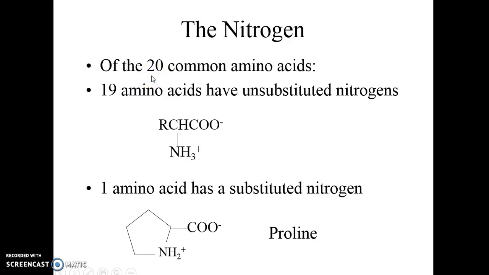Of the 20 common amino acids that we have, 19 of them have an amino group with nothing on it, and we call this a primary amine. There's one that actually has the carbon chain attached. The R group comes around and reattaches to the amino group. That one's proline. So that's kind of interesting.